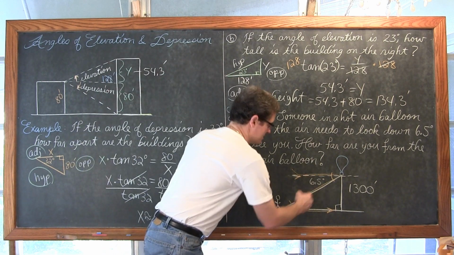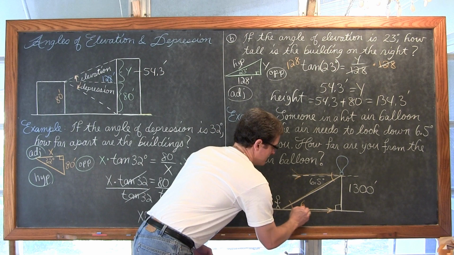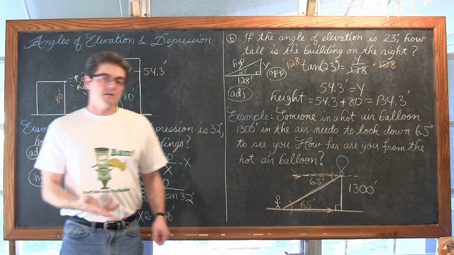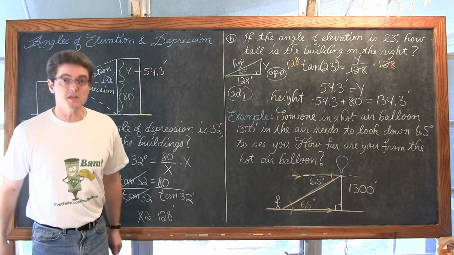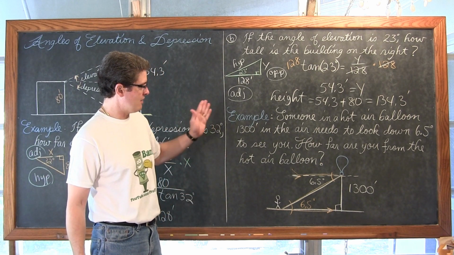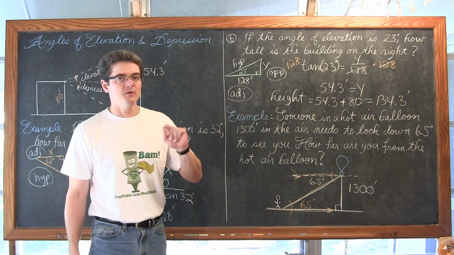So that means that the 6.5 degrees can be brought down into the triangle, and we can use it. Okay, now before I erase the rest of this board, how far are you from the hot air balloon?